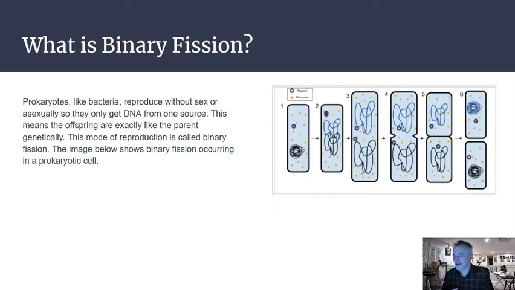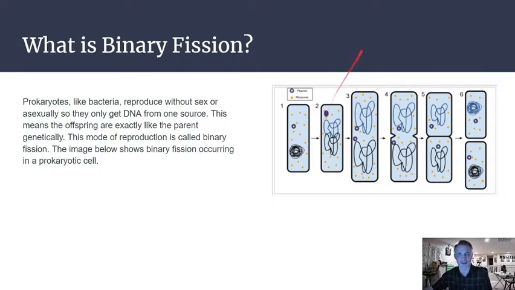Now, that's how it happens in eukaryotic cells. Binary fission is a little bit different. Prokaryotic cells like bacteria reproduce without adding any genetic diversity or sex. They do sometimes do something called conjugation, which is a primitive form of sex where they just exchange bits of DNA, but it's not sex as we think of it, where we have a sperm and an egg fusing and forming a 46 chromosome zygote. This means that the offspring are exactly like the parent. They are genetically identical. This mode of reproduction is called binary fission.